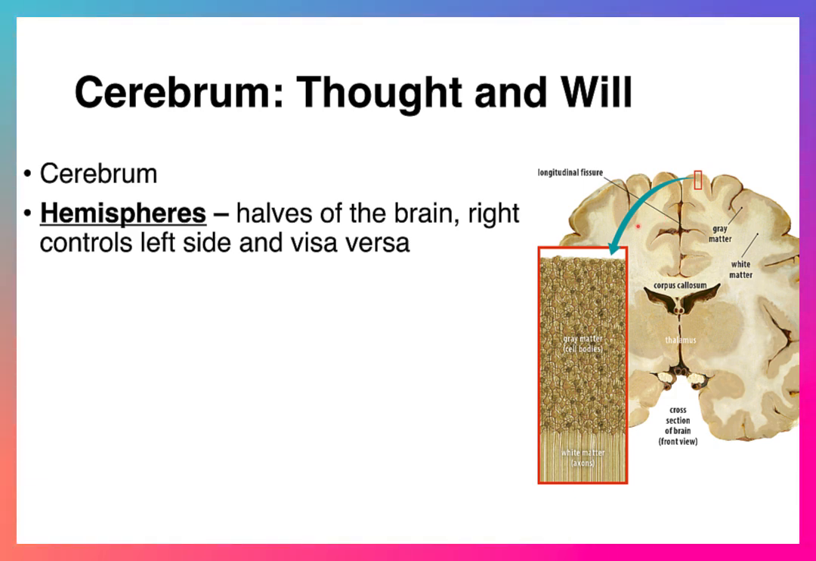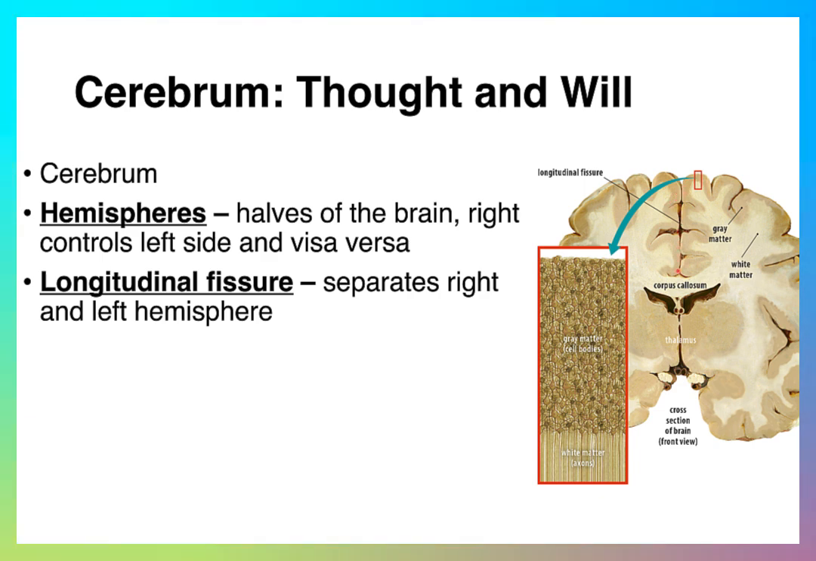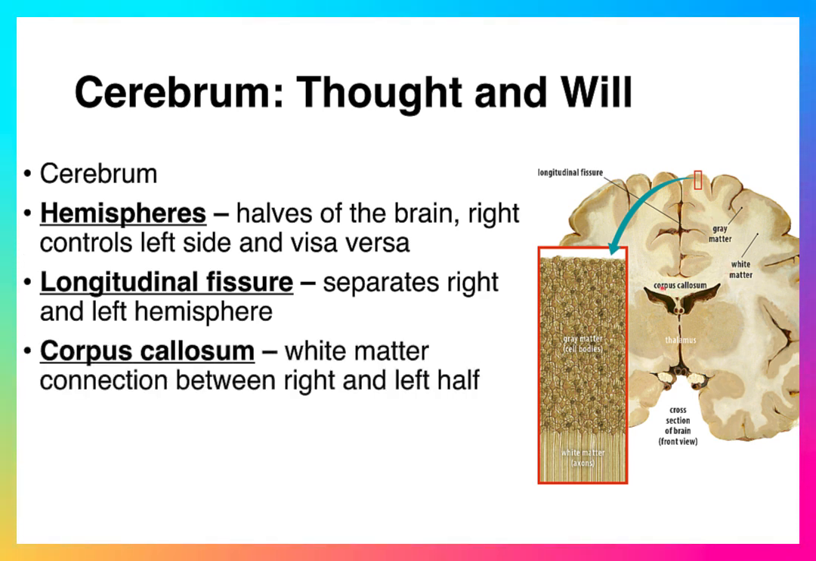The cerebrum is divided into two halves. One half is the left half, which controls essentially the higher logical functions, and then the right half, which controls the more artistic functions. The left half of the brain actually controls, in a motor respect, the right half of the body, and vice versa. Between the two halves is the longitudinal fissure, which is right here, and it divides the left and the right hemisphere. And then connecting the left and the right hemisphere is this area right here known as the corpus callosum, which is a white matter connection between the two halves.